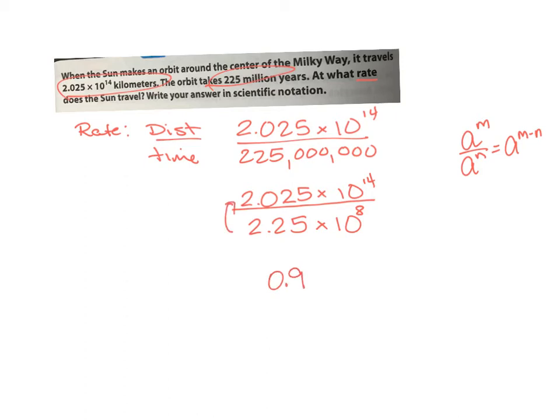Now I'm using this to help me with this. My base is the same, so I can use that. So I'm going to be doing 14 minus 8 for that exponent there, right? So it's going to be times 10. 14 minus 8 is 6. 10 to the 6th power. There's my answer. That is the rate. In kilometers, erase that. In kilometers per 1 hour.